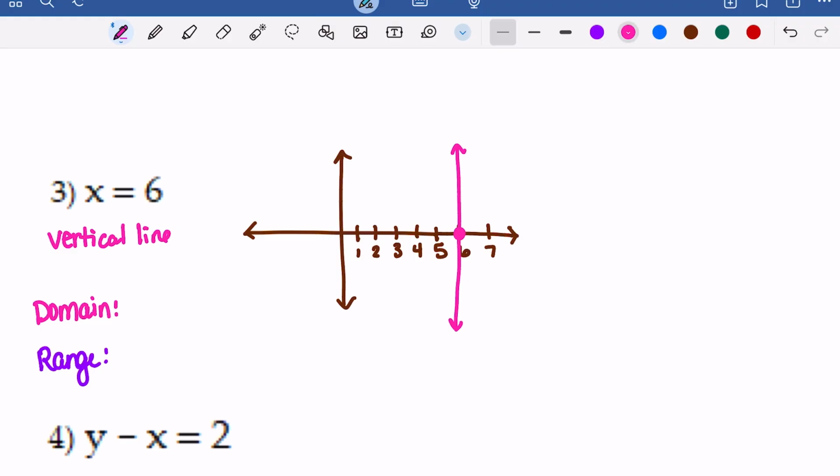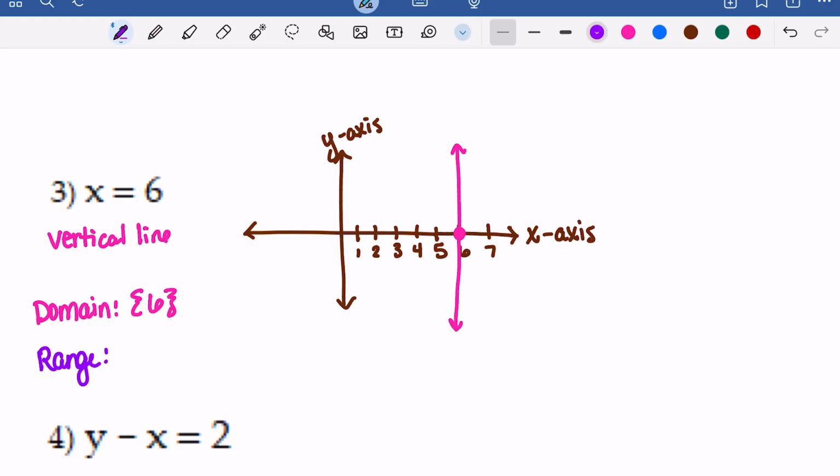Okay, so my domain is going to be all the x's that are included. Remember your x's, that's your x-axis. This is going to tell you all your x's left to right. Your y-axis goes up and down. So if I think about my x's, I only have one x here, and the only x I have is 6. Because I'm never going to have a 1, never 2, never 3. I'm never going to have any x except for 6, because that's the only one that's covered.